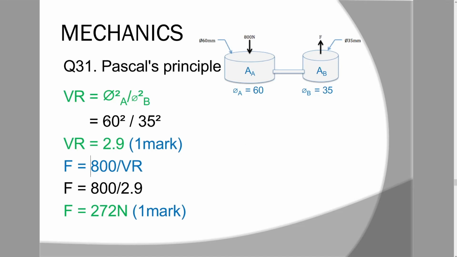So I was just saying that I try not to assess you twice. In this case, we're finding the 60 squared divided by 35 squared gives a velocity ratio of nearly 2.9. And then once we know the velocity ratio, we can say 800 divided by that velocity ratio gives us 272. And it's probably 1 mark for each of those things.